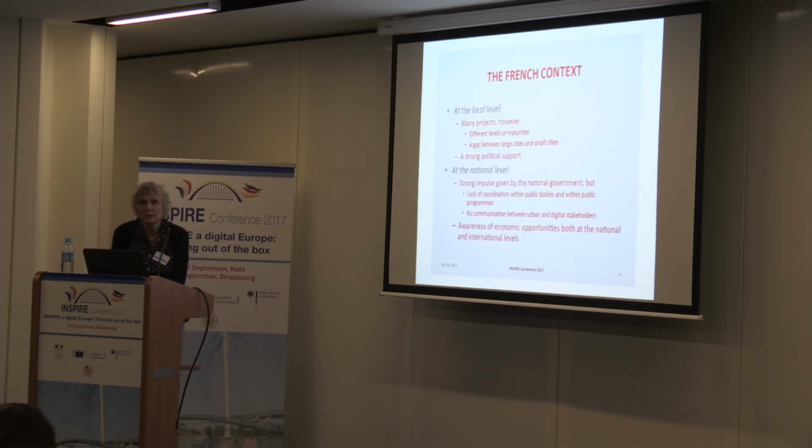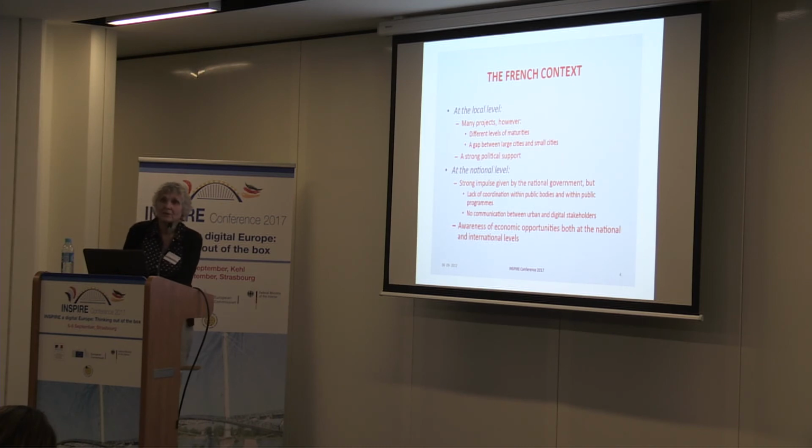The first thing we did was to analyze the French context before starting recommendations. We found different features at the local and the national level. At the local level, there are many projects started by local governments, but with different levels of maturity. You have pioneer cities, like Lyon or Nice, and cities that are just starting their projects. There is also a big difference between large and small cities. I think it's the same in other European countries. There was a very provocative study which said 'smart cities and stupid villages', to say that there is a big difference in means and possibilities to start projects between small and big cities.